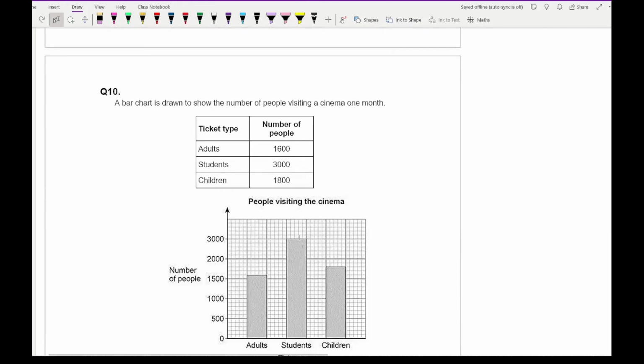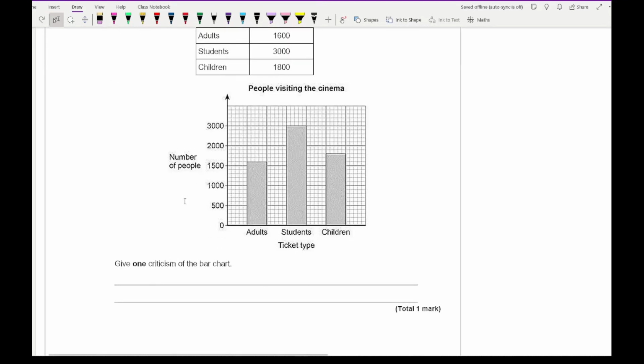Moving on to question 10, it says the bar chart is drawn to show the number of people visiting a cinema in 1 month. And what the question is asking us to do is to give 1 criticism of the bar chart. Now there's a couple of criticisms you could give. So the first one, I would say the most popular one, is that the vertical scale is not equal, in that it goes up in 500, then all of a sudden the last one goes up by 1,000. Or you could say something along the lines of it's missing 2,500.